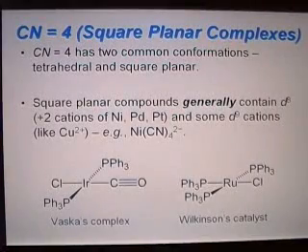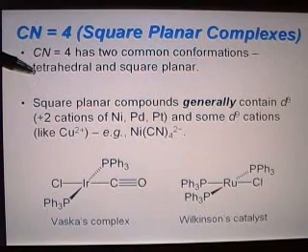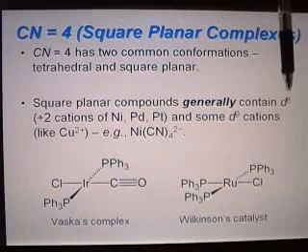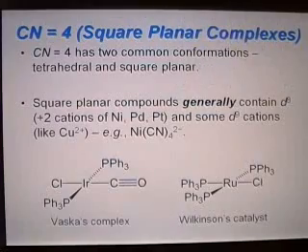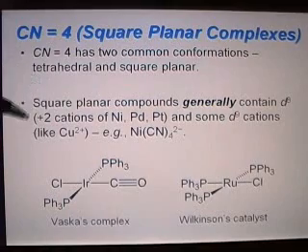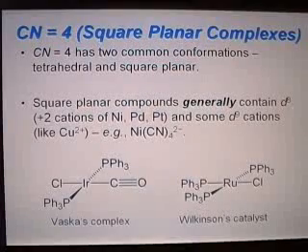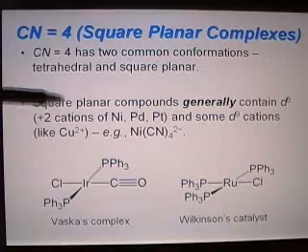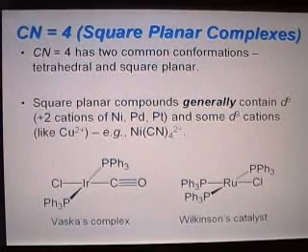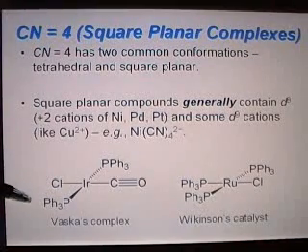So, for example, if you have a D8 or D9 cation, so D8 cations are plus 2 cations like Ni, Pd, Pt, and some D9 cations like Cu2+, they will form square planar compounds. And actually there's many of them that are very well known.